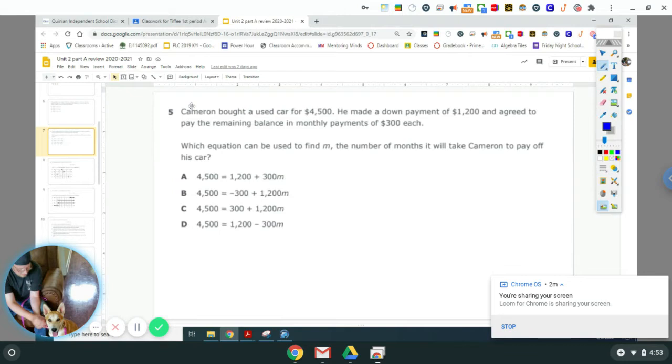All right, number 5. Cameron bought a used car for $4,500. He made a down payment of $1,200 and agreed to pay the remaining in monthly payments of $300 each. So it's 300x plus 1200 has to equal 4500. So the answer has to be A.